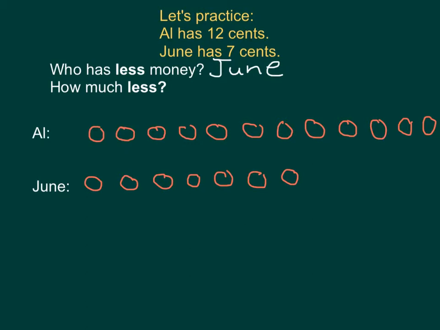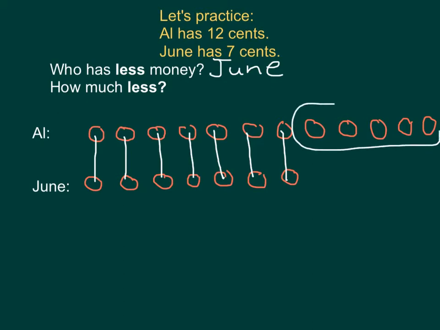By looking at our diagram here, we can see that June does not have as much, that Al has way more money than June. So the next thing we're going to do, boys and girls, is we're going to match our pairs. So I'm going to match these two and these two, one from each, all the way down until I can't do it anymore. And then I'm going to look for what's left over, which is right here. And that tells me how much more money Al has or how much money less June has. So I'm going to circle that here with my pencil, and then we can go ahead and count that.